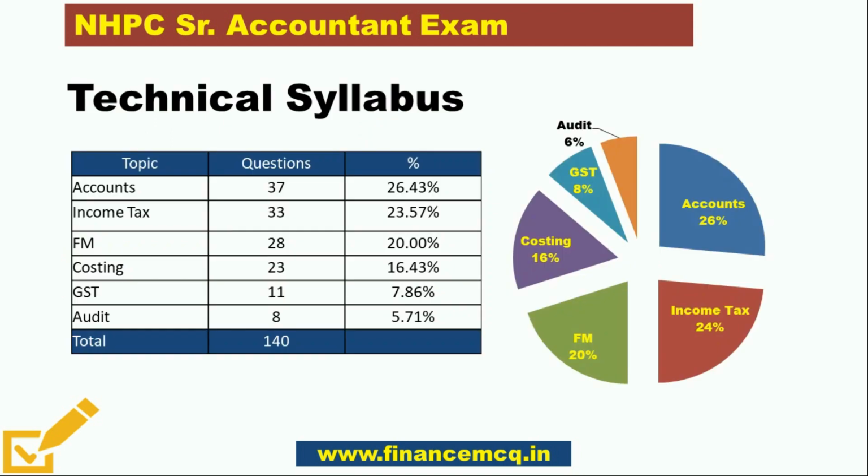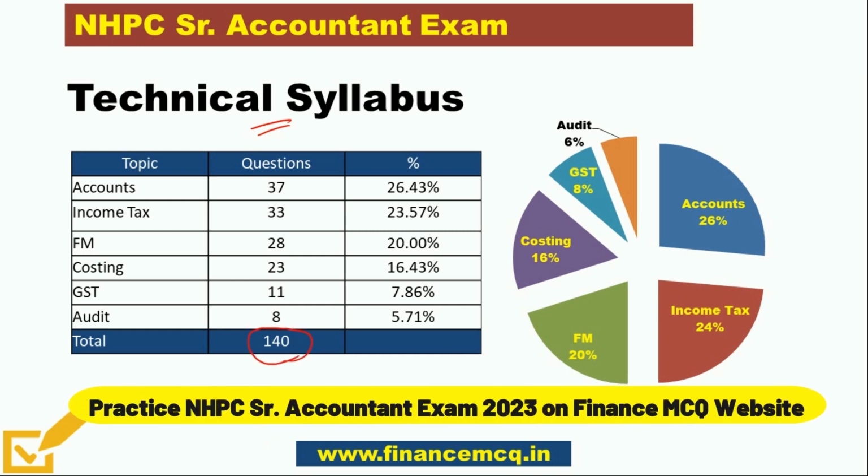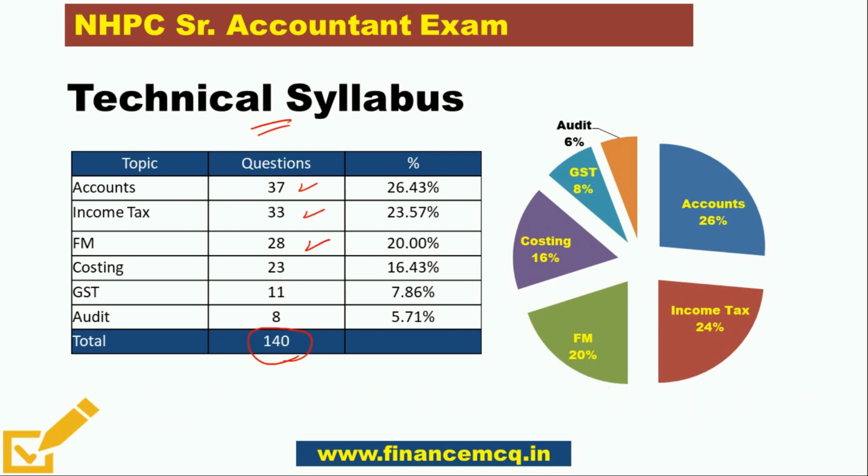If I provide you the breakup of the technical syllabus which was asked in the last year paper, out of a total of 140 questions, 37 questions were from accounts, 33 questions were asked from income tax, 28 questions from financial management, and 23 questions from costing. Friends, financial management and costing are clubbed together under the official syllabus, under the name of cost and management accounting or cost accounting. Then 11 questions were asked from GST and 8 questions from audit.